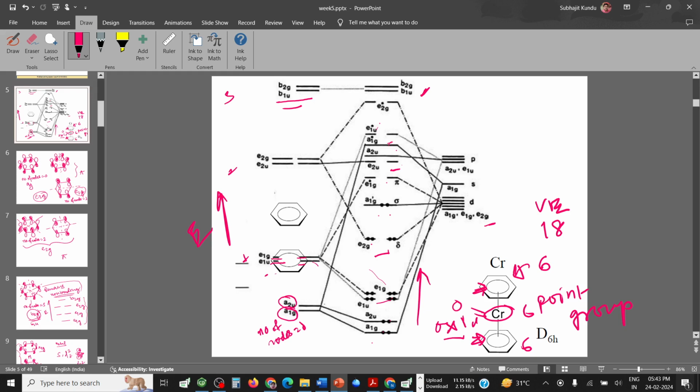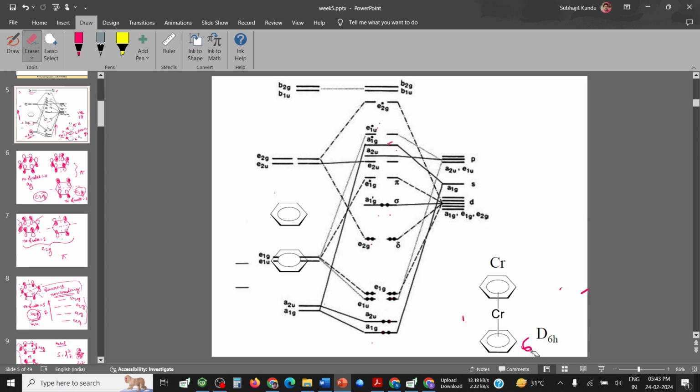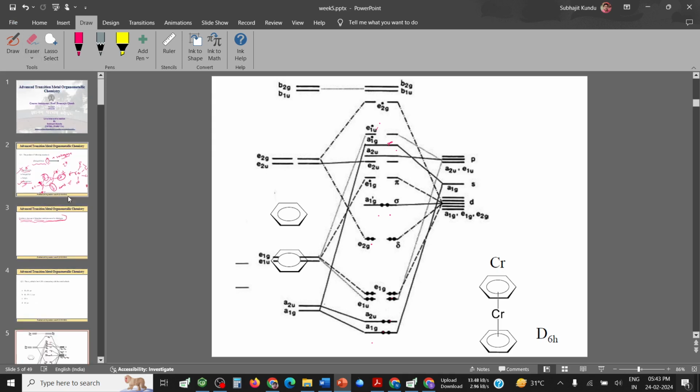We will come to this molecular diagram one more time when we discuss the question with the number of bonding and antibonding electron count for one of the chromium complexes. Now we want to go to our second question. After this discussion, I think it will be clear to answer question number 2. Now I am going to question number 2.